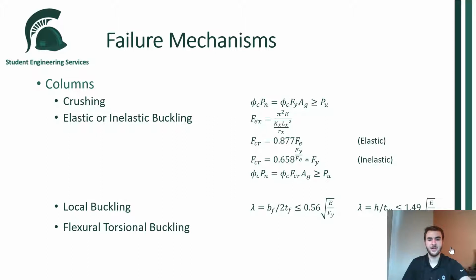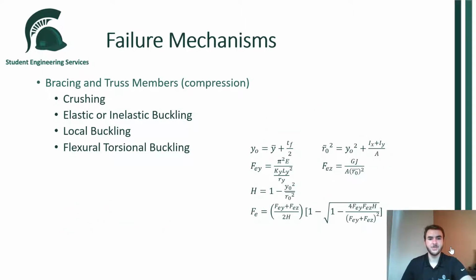Local buckling in columns is similar to that of beams. It is a measure of if the height and width of both the flange and web are strong enough to resist local buckling. And then because the section shape is going to be a W-shaped section or an I-beam for columns as it is with the beams, flexural torsional buckling will not be a factor because this only occurs in sections that are not doubly symmetric.